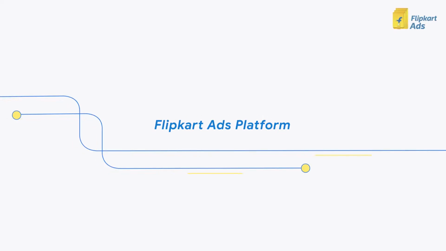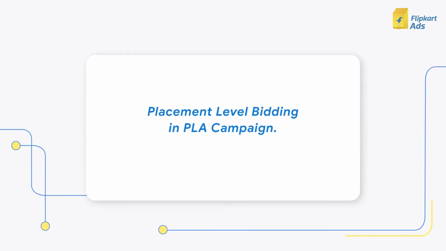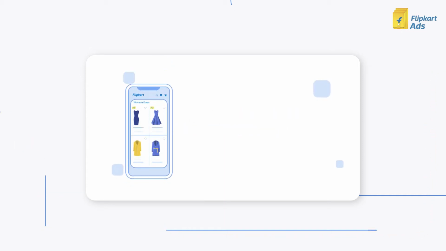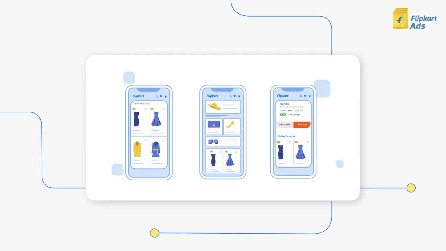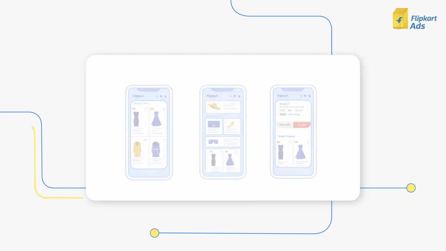Welcome to Flipkart Advertising. In this video, you will learn how to place different bids for different placement types while setting up a PLA campaign. Know how to optimize performance across these placements. Product listing ads, PLA, are currently shown on search and browse listing pages, homepage, and product page.